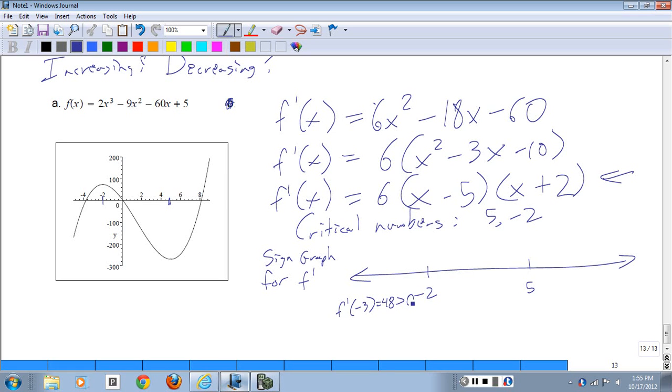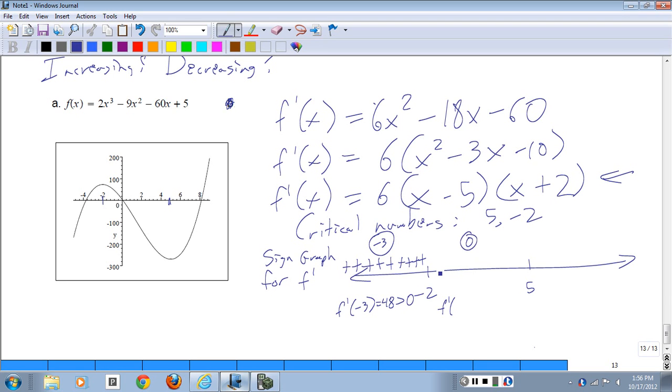Now here's the thing. The sign of f prime can only change at a critical number. So if it's greater than 0 here, it's greater than 0 throughout this interval. So I'm going to say it's positive there, and there, and there. It's positive for all x's to the left of -2. So -3 can be thought of as a test number. We need another test number between -2 and 5.